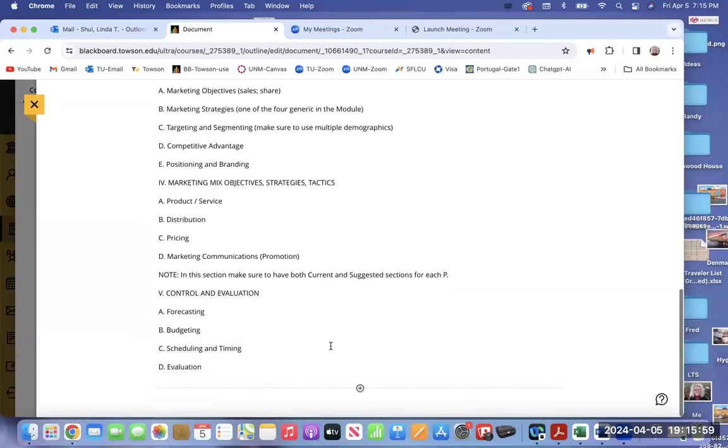Okay. And then control and evaluation, just forecasting. When is this all going to happen? How much is it going to cost? What are the scheduling and timing? And just evaluation. Now, since you're here listening to me, I'm going to give you a tip. This section, you can just give me 2 sentences. You can take off A, B, and C if you're here and listening to this, okay? So your control and evaluation can just be evaluation.